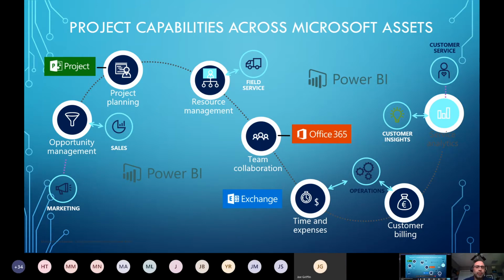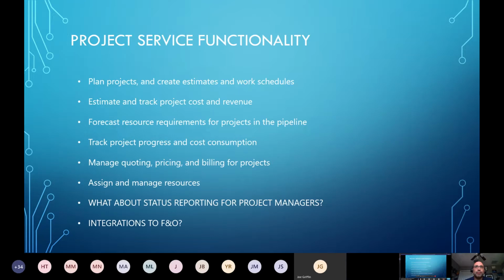Of course, with F&O, it's a lot easier the way that Microsoft's done it. So we're going to go into detail with all of those today. But again, the one thing you see here is that we have all these tools, and how do we make it easier for the resources in project service to unlock all of that power? So what we saw there: we can plan, we can estimate, we can track and forecast.